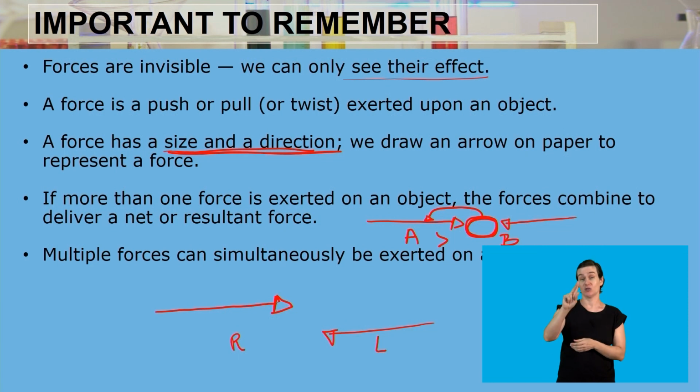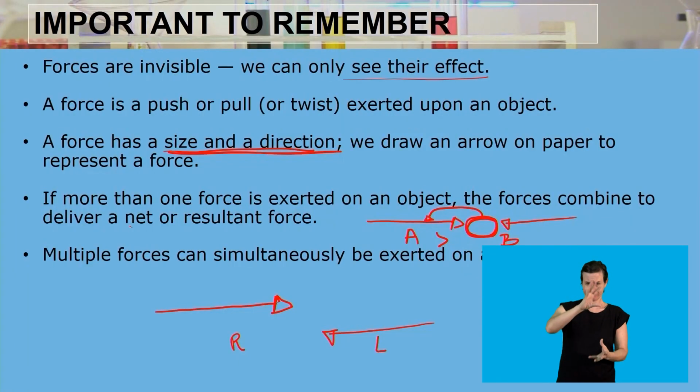Multiple forces can simultaneously be exerted on a single object. When we add all those forces exerted onto that object, we come up with something called either the net force or the resultant force. That resultant force is going to determine the direction in which the object will move. However, should those forces be equal in magnitude, balancing each other out, then the object will not be going anywhere. Remember, the forces are in equilibrium, balancing each other out.